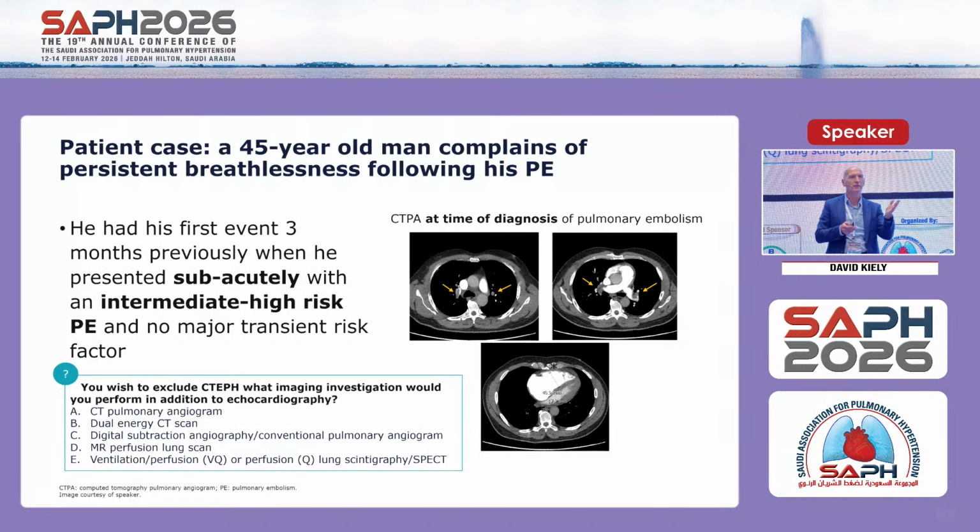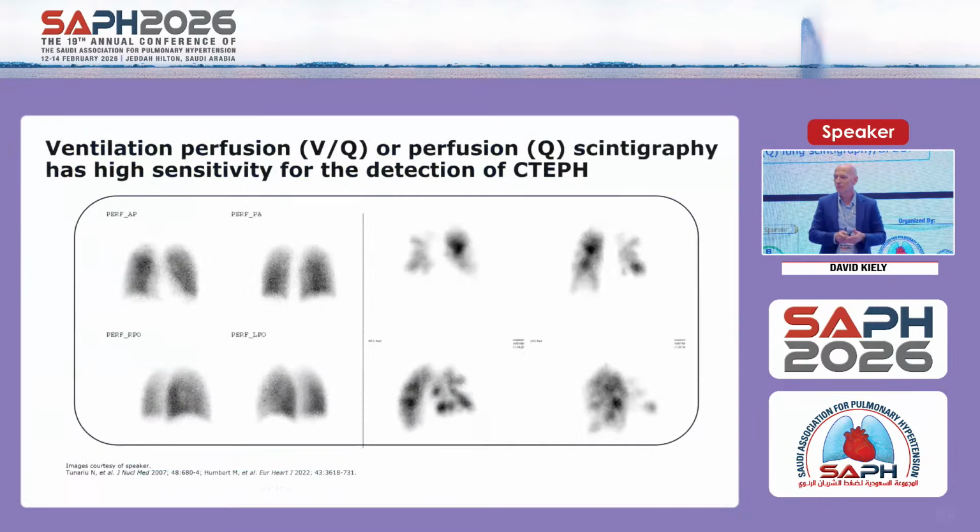Would people perform a CT pulmonary angiogram, dual energy CT? Would you go on and do a conventional pulmonary angiogram? Would people do MR perfusion imaging? Or would people just do an old-fashioned VQ scan? So what sort of tests would people do here? VQ, CT. So I think there are lots of different options.